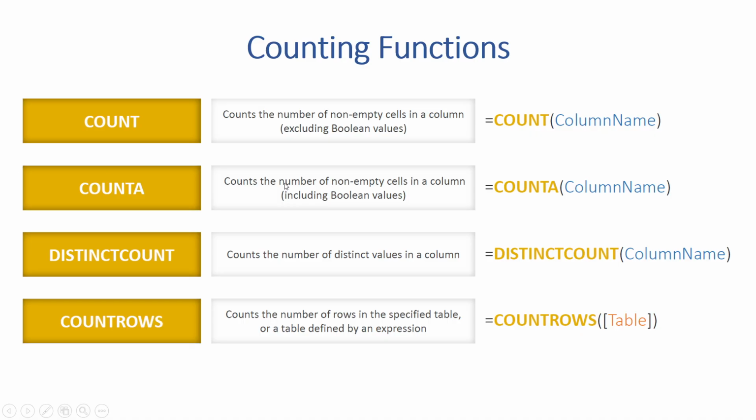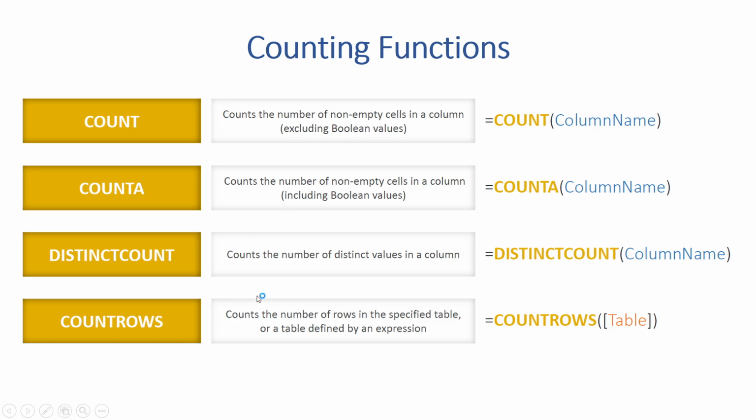First, let's try to understand what COUNT is, what COUNTA is, what DISTINCTCOUNT is and what COUNTROWS is. COUNT simply counts the number of non-empty cells in that column. The formula is very simple: COUNT and the column name. The second thing is COUNTA. COUNTA simply counts the number of non-empty cells in the column. See, both have a little difference. Here it is counting all non-empty values in that particular column. I'll give a real example of that after this.